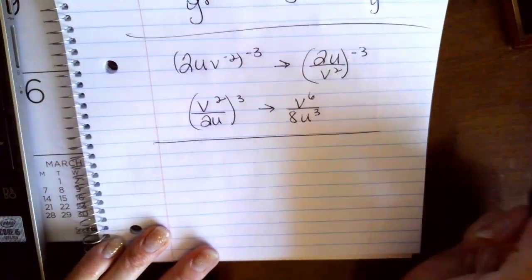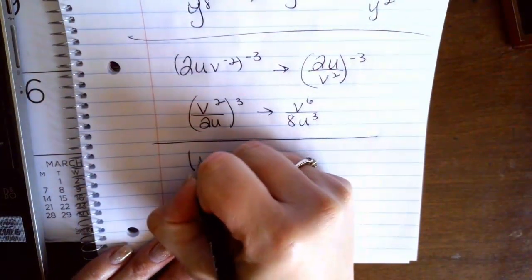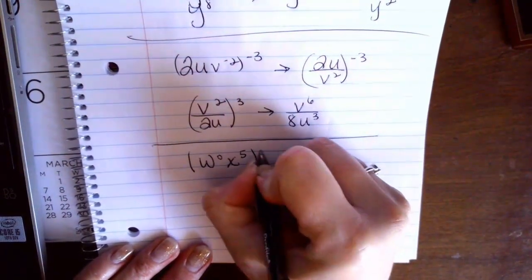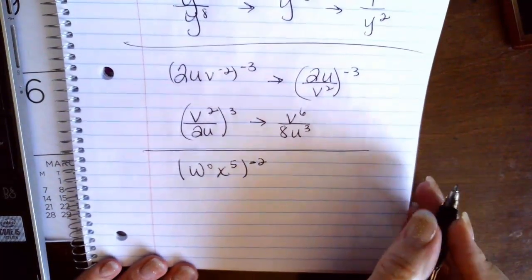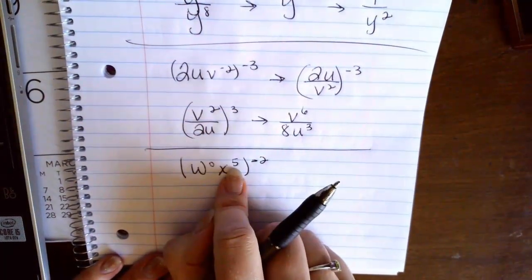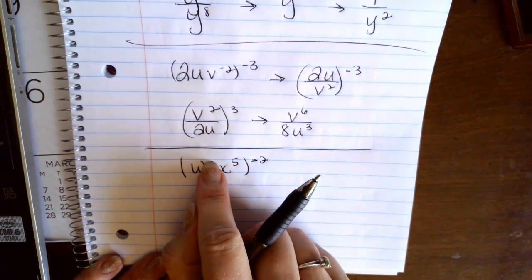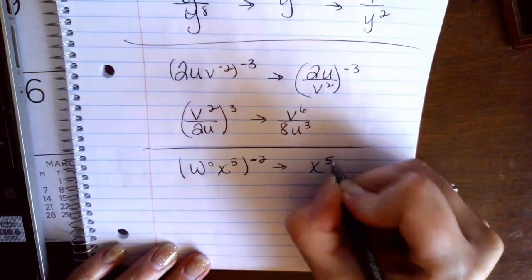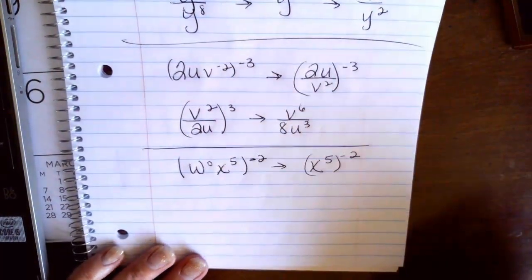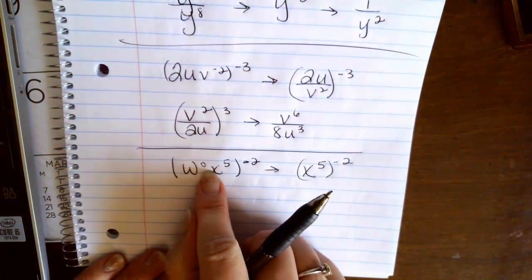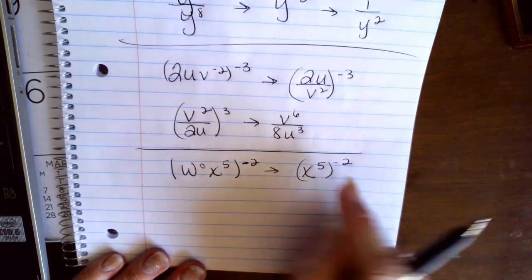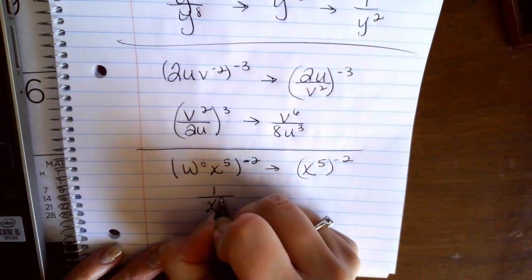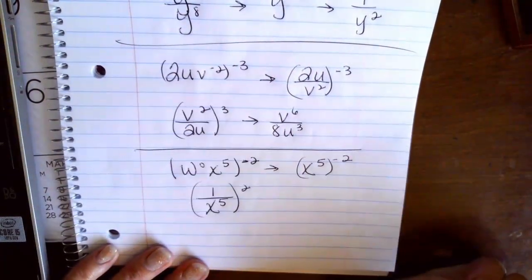We then have w to the 0 power, x to the fifth, raised to the negative 2. Again, I'm going to do whatever I can on the inside first. Any number to the 0 power is 1, so I can rewrite this as x to the fifth to the negative 2, because 1 times x to the fifth is x to the fifth. Now I'm going to take care of that negative, so that gives me 1 over x to the fifth squared.